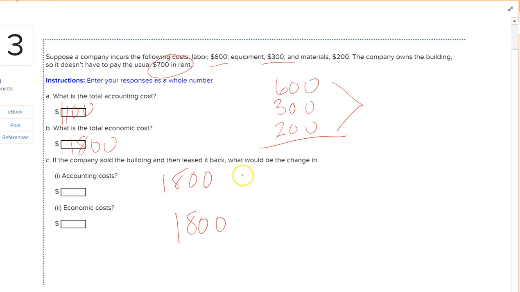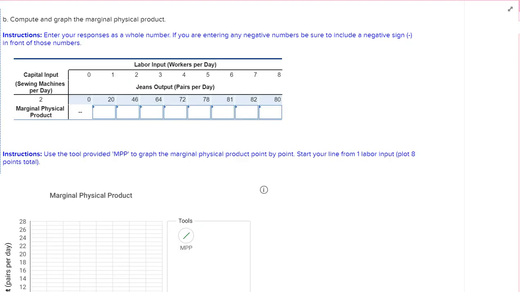So the change in accounting costs, I've got to be careful about the wording here. The change in accounting costs is $700, right? It goes from $1,100 to $1,800, so it's a positive $700. And the change in economic costs, notice that it's the same value, so no change there. So this one's not too bad as far as calculations go, but you're going to want to know the concepts of accounting costs and economic costs.